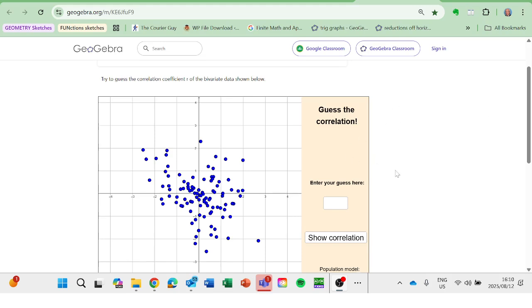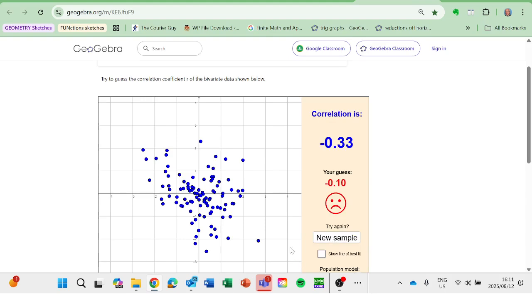So the first one we want to show you is a little online thing which asks us to guess a correlation. It's just helping us practice. What does that look like? Well, to me, there is a bit of a negative relationship here, but quite a weak one. So I'm going to go with negative 0.1, and let's ask it to show the actual correlation. All right, so it was actually stronger than I thought, which is interesting.